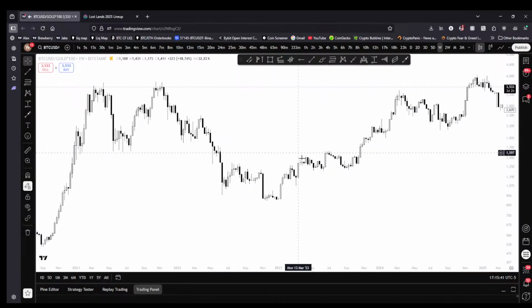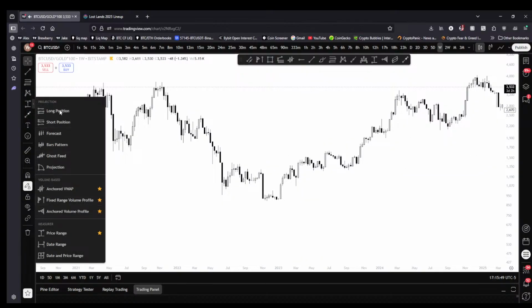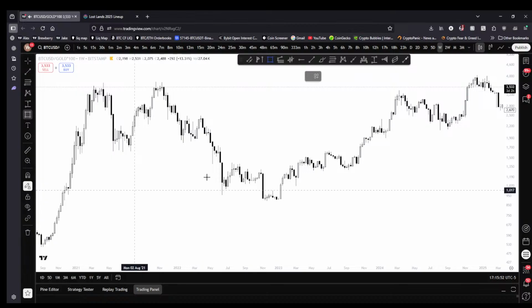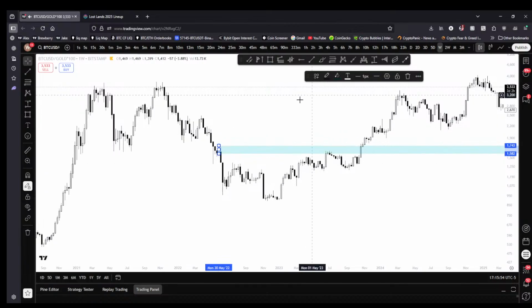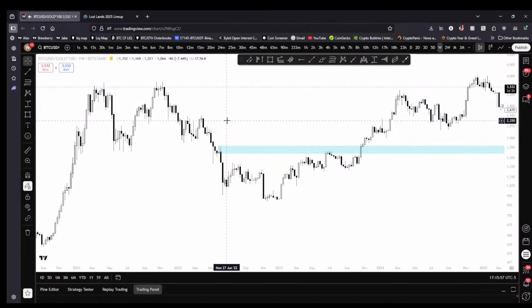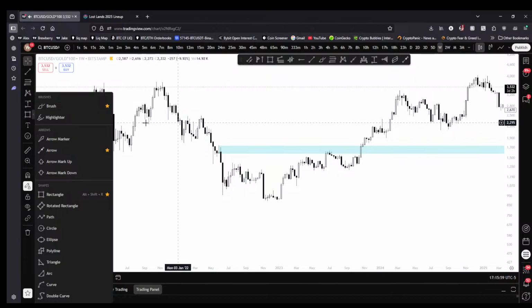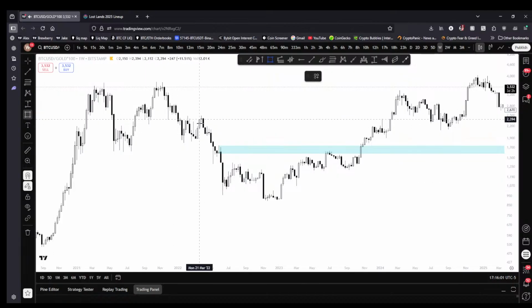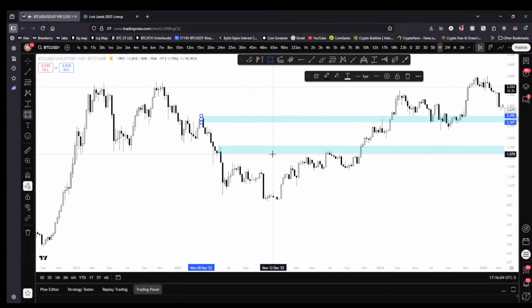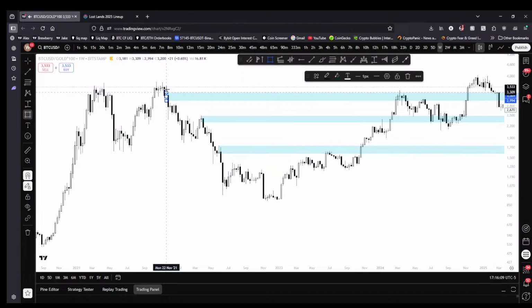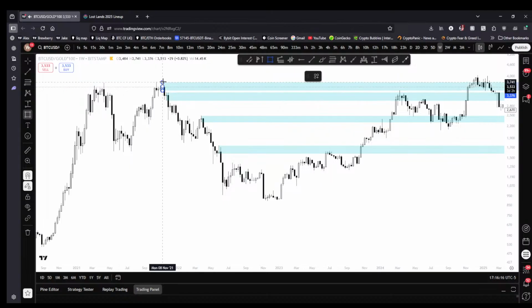All right. So let's just start outlining some order blocks here. Okay. So we have an order block here. We have an order block here. We have an order block here. We have an order block here.